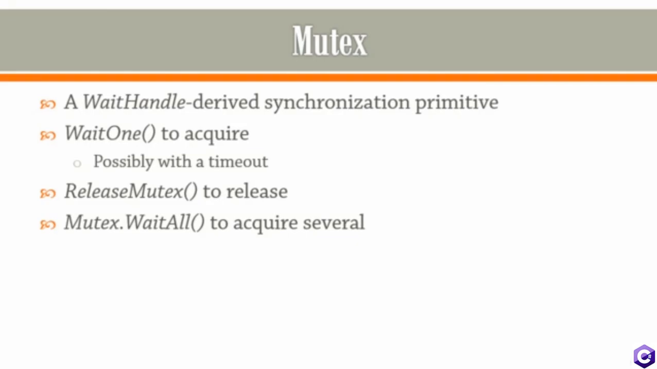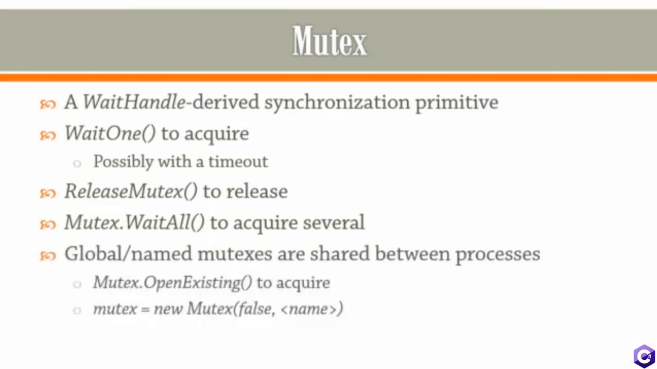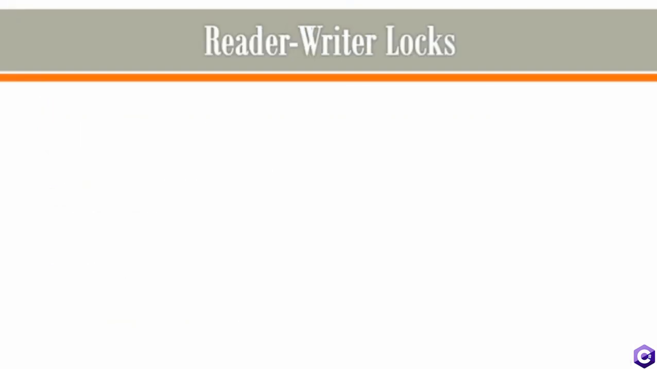And finally, we saw this idea of a global or named mutex, which is actually shared across different processes. And then if you've made a mutex, you can say Mutex.OpenExisting to acquire the mutex. And if you haven't got one, then you can just make a new one by calling new Mutex, but the second argument is the one where you provide the name, thereby indicating that it is going to be a global construct.